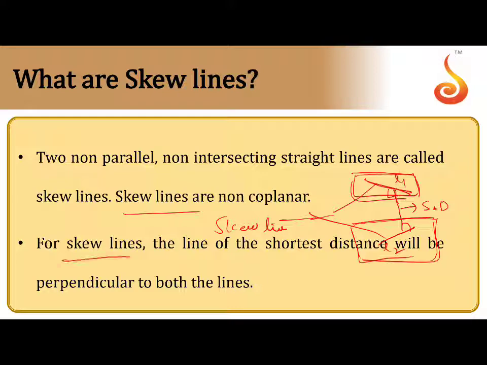So that means for skew lines, the line of shortest distance will be perpendicular to both the lines. The length of this line is called the shortest distance between the two skew lines. That is the definition. Now our job is to derive the formula for shortest distance.